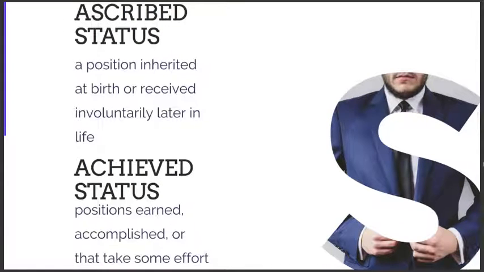Some statuses are inherited at birth or received involuntarily later in life. We call those ascribed statuses. So for example, Paris Hilton, although she hasn't been much in the press lately or on TV like she used to be, her great-grandfather started the Hilton Hotel Corporation. So her status as a person in the upper class was inherited. That's an ascribed status.